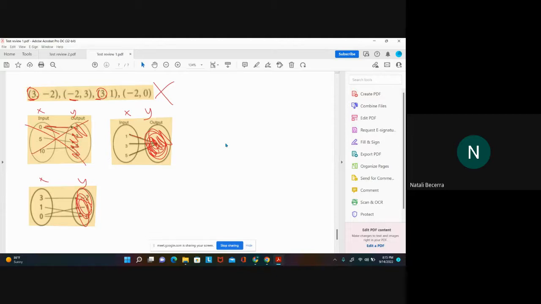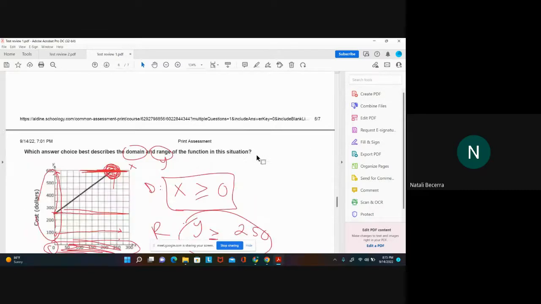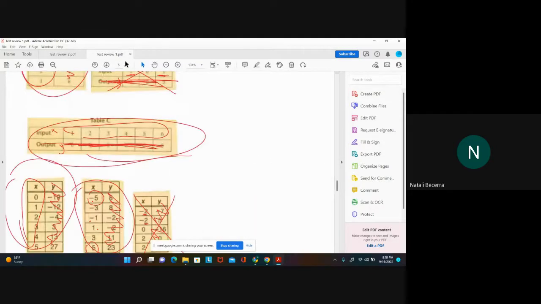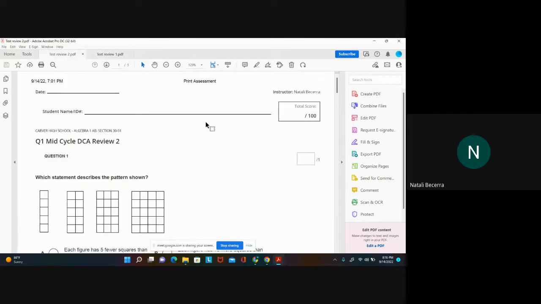This one has 1. The 3 has 1 arrow. The 5 has 1 arrow. So this is a function. The 3 has 1 arrow. 1 has 1 arrow, but the 0 has 2 arrows. This is not a function. All right, so that was it for the first review. Let's go ahead and start with the second one.